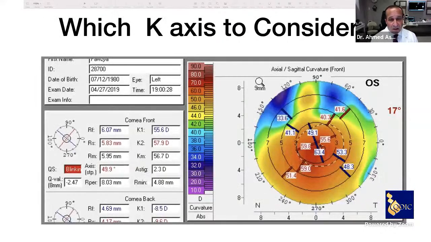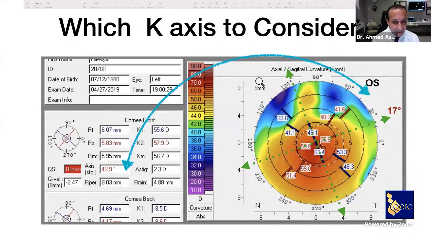Which axis should we consider in cases of toric IOLs? We should consider the axis of astigmatism in the central pupillary zone, not the SimK. You can see there is a great difference from the SimK on the Pentacam, and we can manually see here that the axis of astigmatism in the central pupillary zone is quite different. So we have to take this into consideration and use the axis of the astigmatism in the central pupillary zone, not the SimK from the topography.